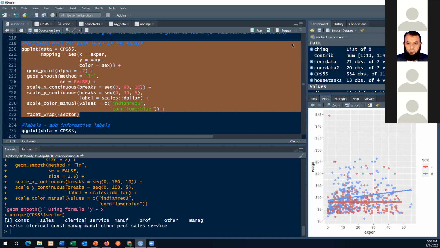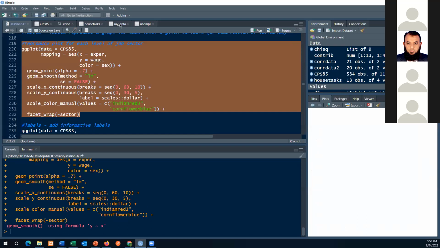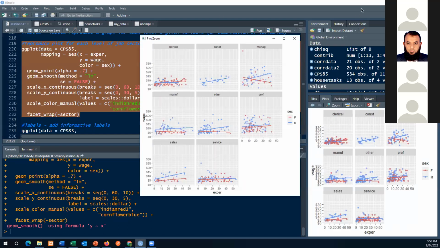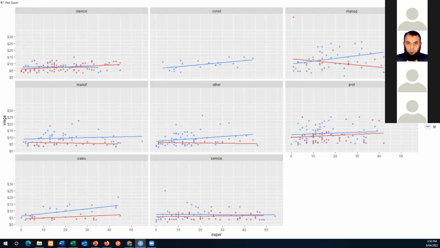And there you go. Then you can see the values, and like this is clerical, construction, management. This is gender-wise. You get the graphs in one place. Now you want labels, because this graph is very bland. We don't have any labels here and there.